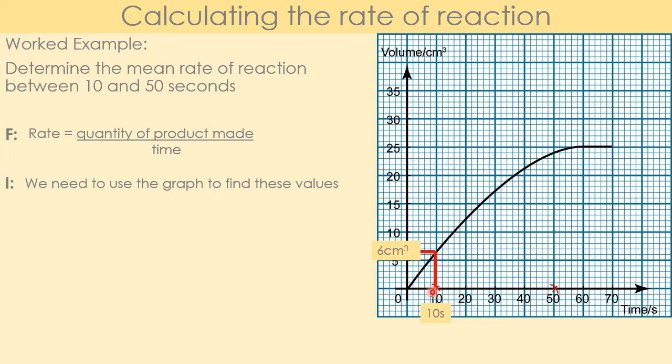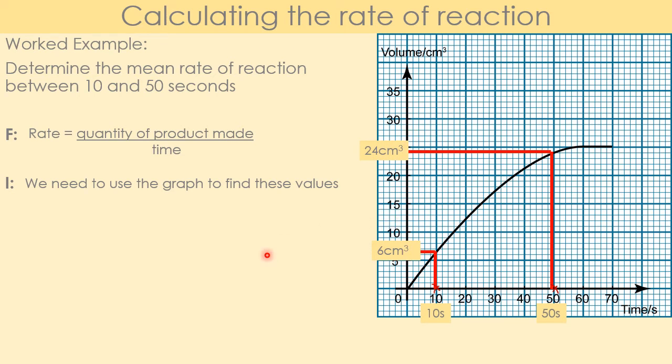I'm now going to do the same for 50, so I'm going to draw a line from 50 up to where it intercepts the graph and label that at 50 seconds. I'm now going to go across from my graph, where my 50-second line intercepts the graph, to my y-axis. I'm going to go along there, and I find that that is 24 centimeters cubed.